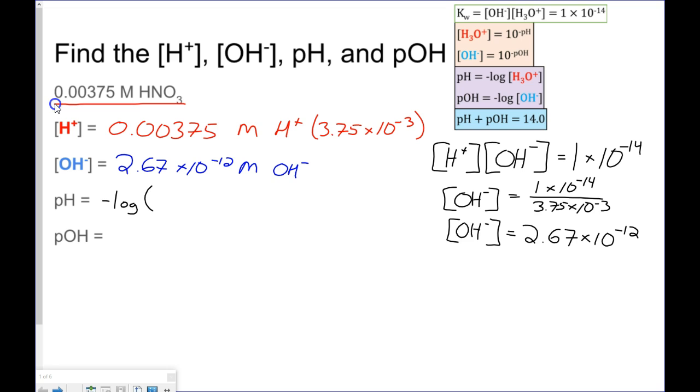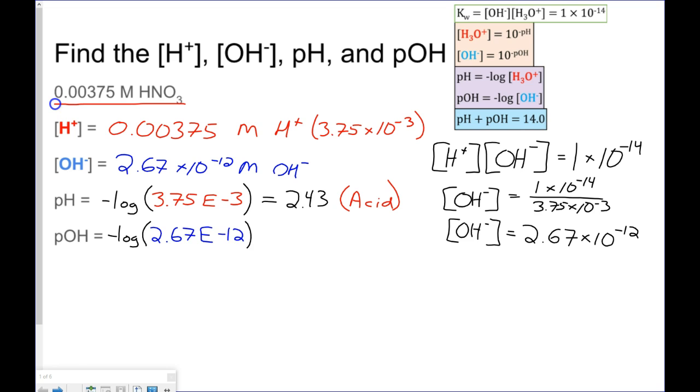Now for pH, that's going to be the negative log of the concentration of the hydrogen ion. So that's 3.75 times 10 to the negative third. Put that in, that's going to give me 2.43. The fact that it's below 7 means that we're looking at an acid. For pOH, I'm going to do the negative log of the hydroxide ions, 2.67 times 10 to the negative 12, which I pulled from here. That's going to give me a pOH of 11.57.